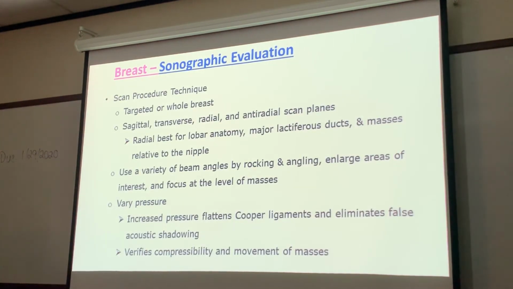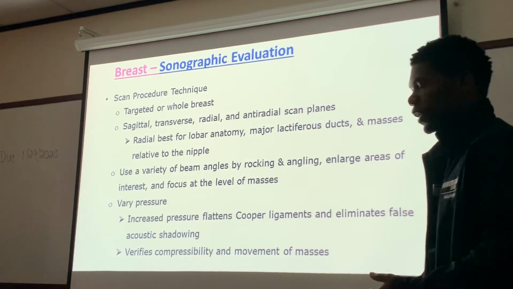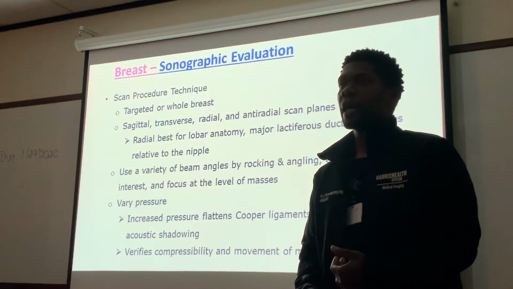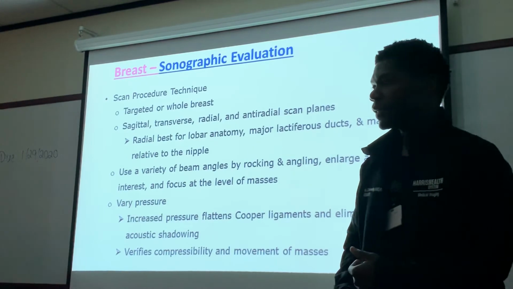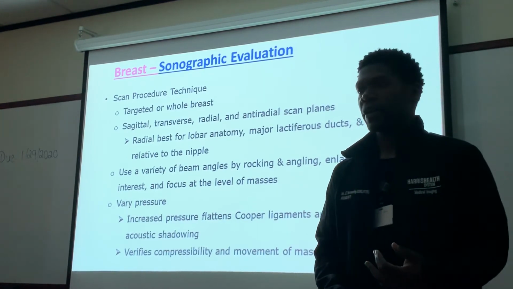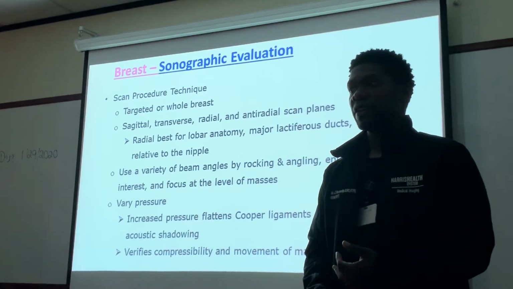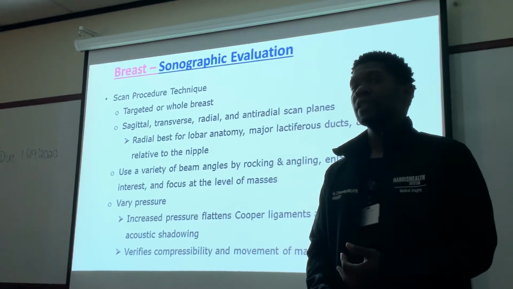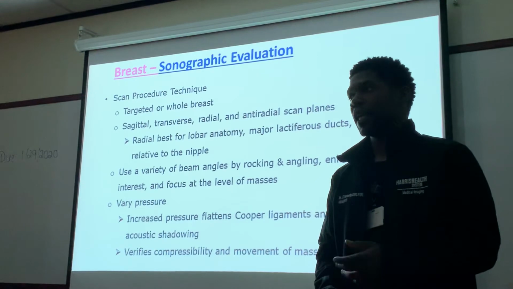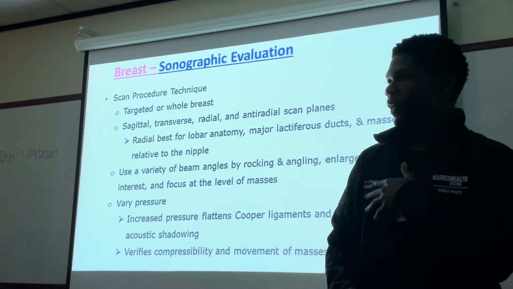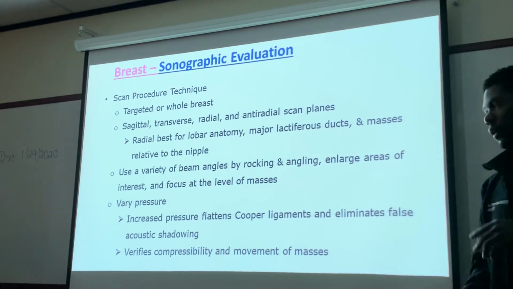All right. So, scan procedure technique. It just depends. Most of the time you're going to be doing a targeted scan, but sometimes they may not know exactly where a breast lesion lies, and you may have to do an entire breast scan. That means you're going to either break that breast down into quadrants, or break that breast down into the clock, 1 to 12, just like a face clock.